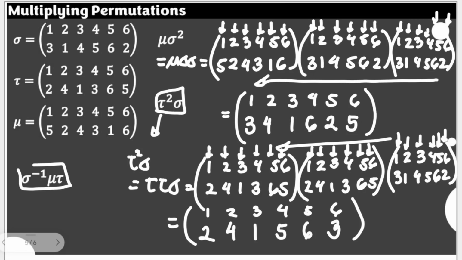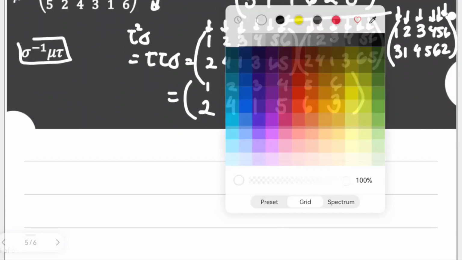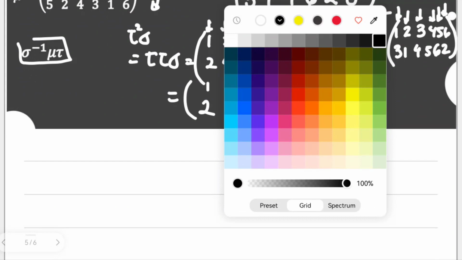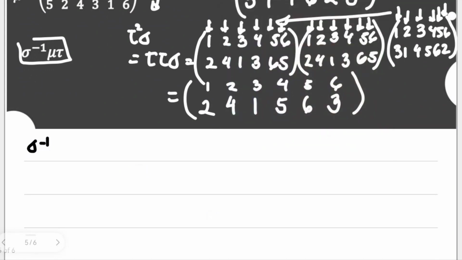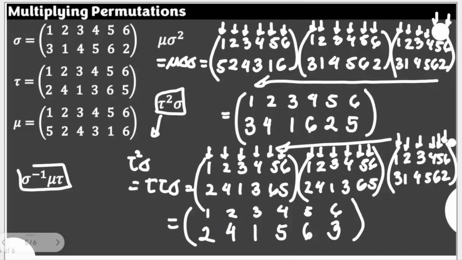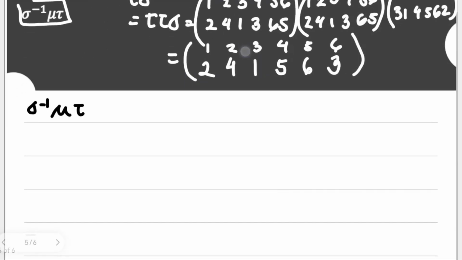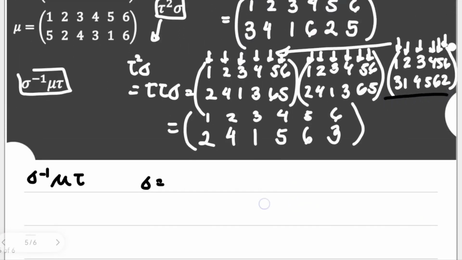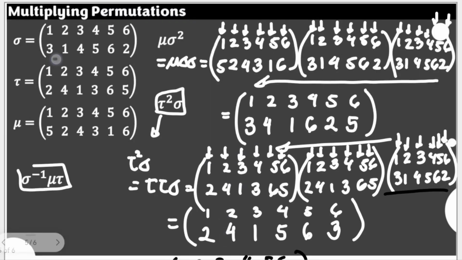Now, let's proceed to the last one. As I mentioned earlier, we also need to add one discussion here pertaining to the concept of the inverse. Since we have here the product of the inverse of sigma times mu and times your tau. We don't have the inverse of sigma here. What we have is a sigma. Let me write here sigma. I believe it was sigma earlier. So you have 1, 2, 3, 4, 5, and 6. So 3, 1, 4, 5, 6, 2. Let me check here. 3, 1, 4, 5, 6, 2.